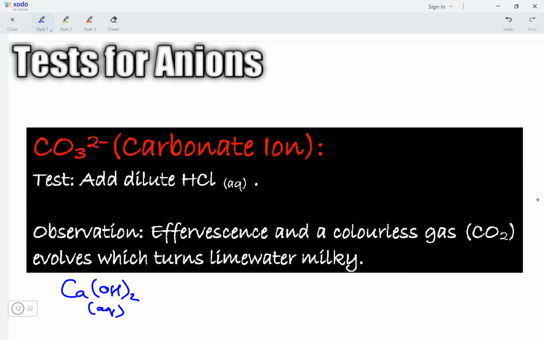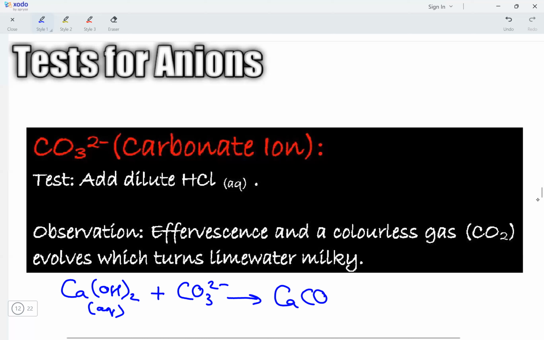Now, this lime water, upon reaction with carbonate ions, results in the formation of calcium carbonate. Now, calcium carbonate is an insoluble salt and it is white in color. And we are left with two hydroxide ions that were released by calcium hydroxide. So, the calcium hydroxide aqueous solution was colorless.